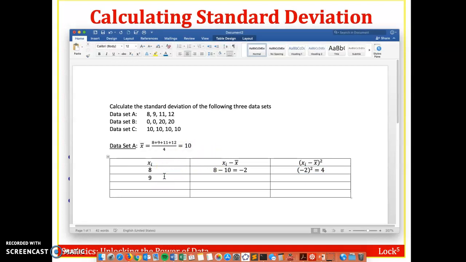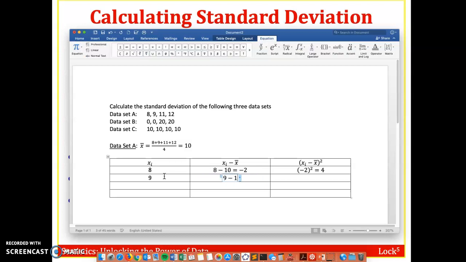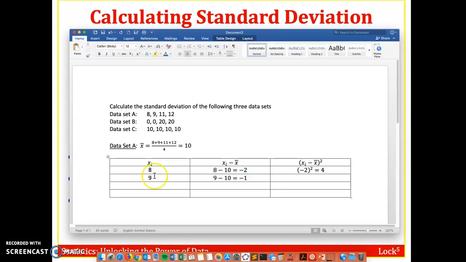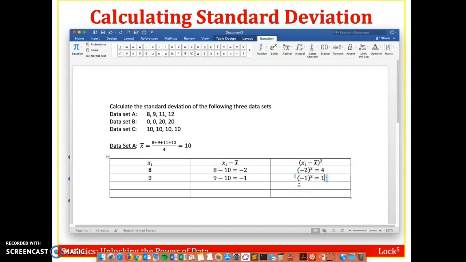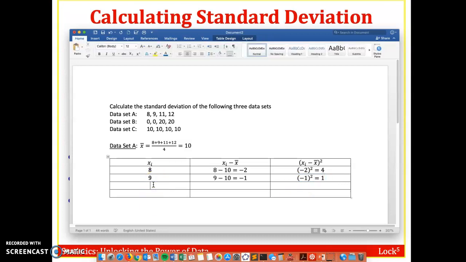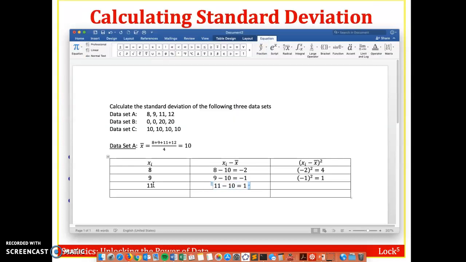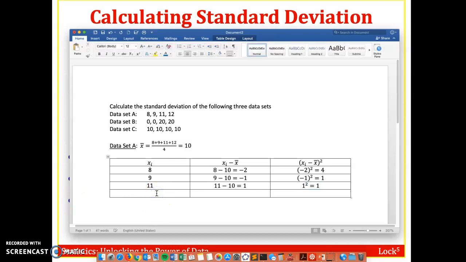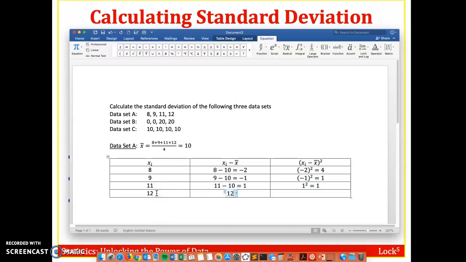Let's go through this process. For 9, we're going to do 9 minus 10 equals minus 1, because this data point is 1 lower than the average. And then take that number and square it to get positive 1. Now if I take 11 minus 10, that's positive 1. If I square that value, 1 squared is just 1. And then for 12, I'm going to take 10 from 12. I have 2 left over, and then squaring that value gives me 4.